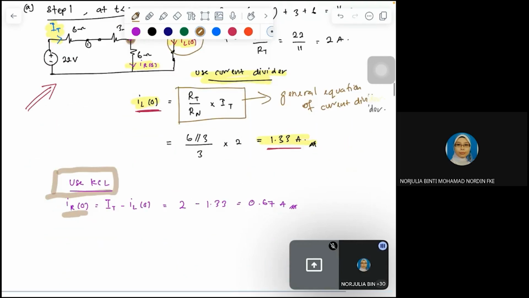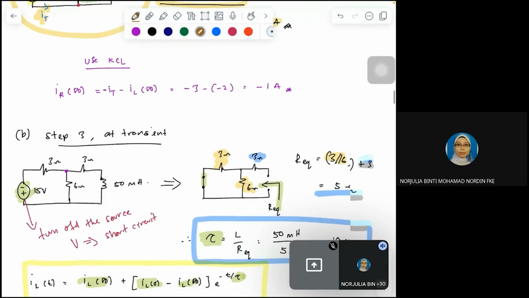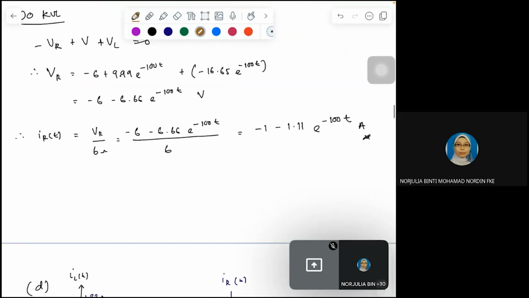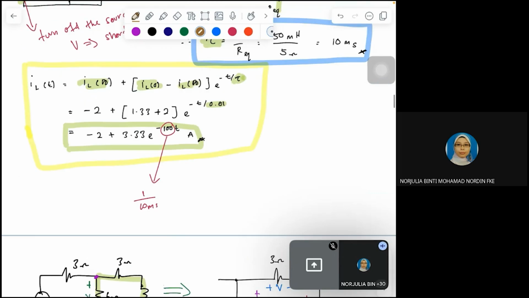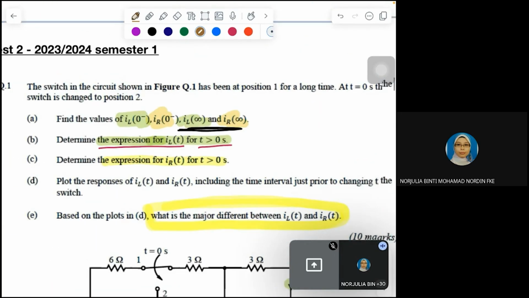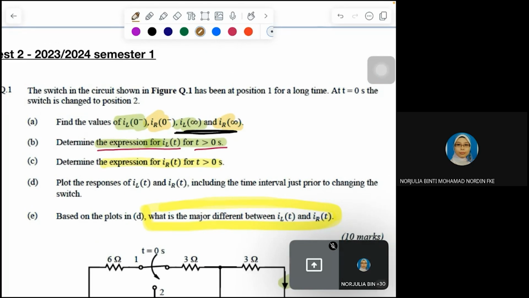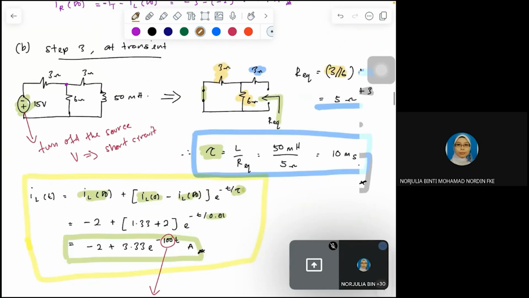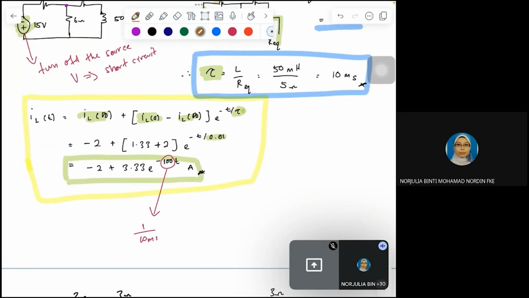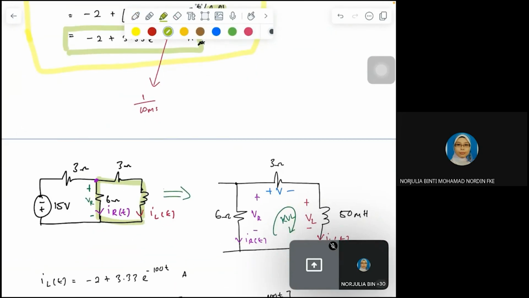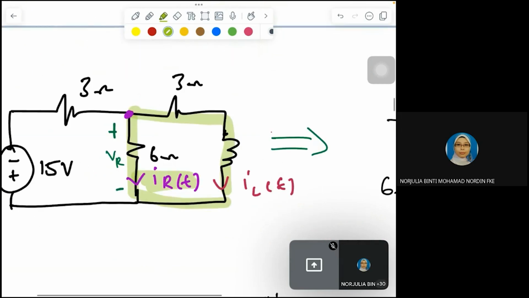Okay, let's move to the next example. We are not yet finished the question. All right, so next question, question C. Determine the expression of IR. Now after we get our IL equation, we need to calculate IR, the resistor current here.